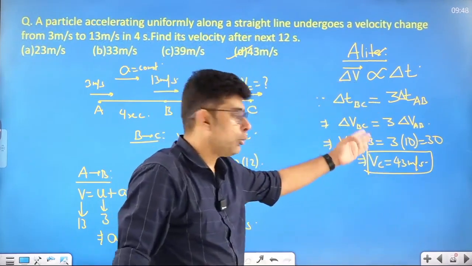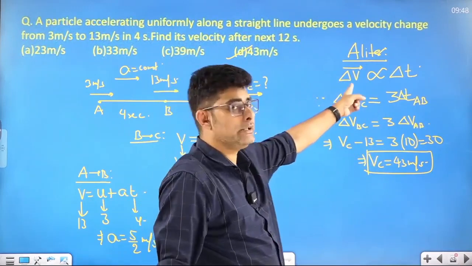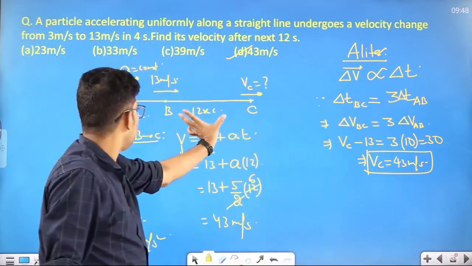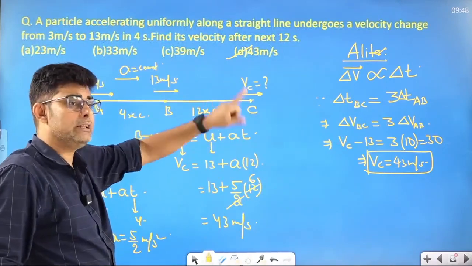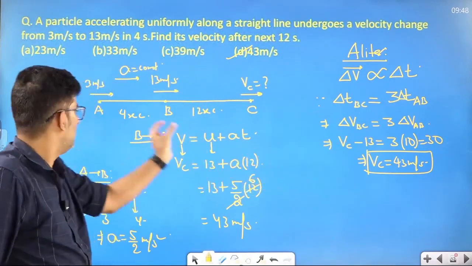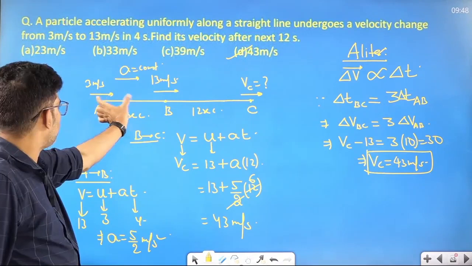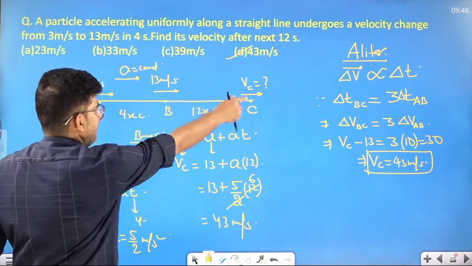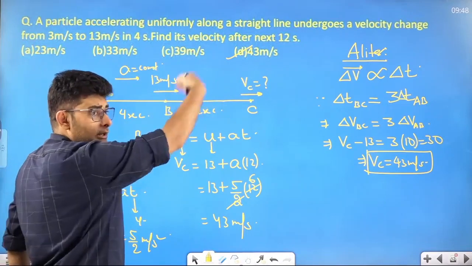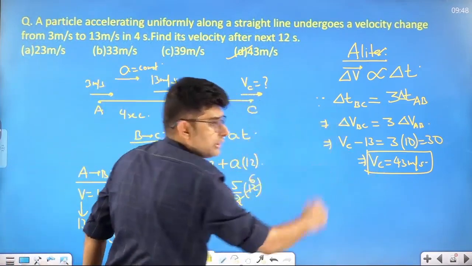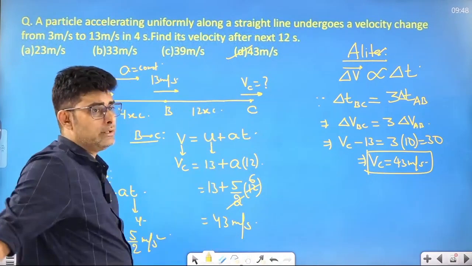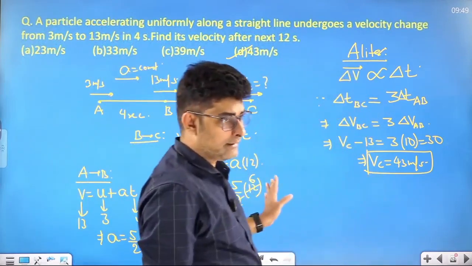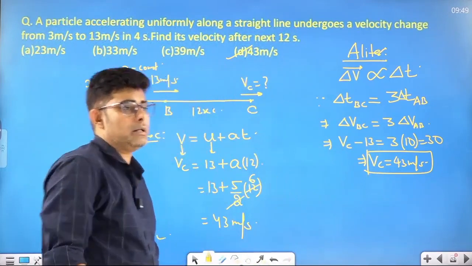So you can solve it orally if you just remember change in velocity is proportional to delta t. So time interval becomes 3 times. So change in velocity will also become 3 times. If this is 10 meter per second change, so this change will be 30. If this change is 30, what was the speed here? 13. 13 plus 30 becomes how much? 43. So in any case, you are going to get 43 as the answer. I hope the points which I just mentioned are clear to all of you.